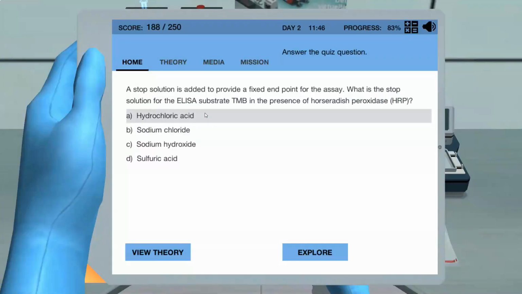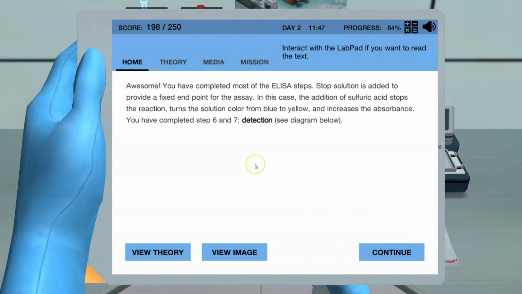A stop solution is added to provide a fixed endpoint for the assay. What is the stop solution for the ELISA substrate TMB in the presence of horseradish peroxidase? Awesome! You have completed most of the ELISA steps. Stop solution is added to provide a fixed endpoint for the assay. In this case, the addition of sulfuric acid stops the reaction, turns the solution color from blue to yellow, and increases the absorbance. You have completed steps 6 and 7, detection.